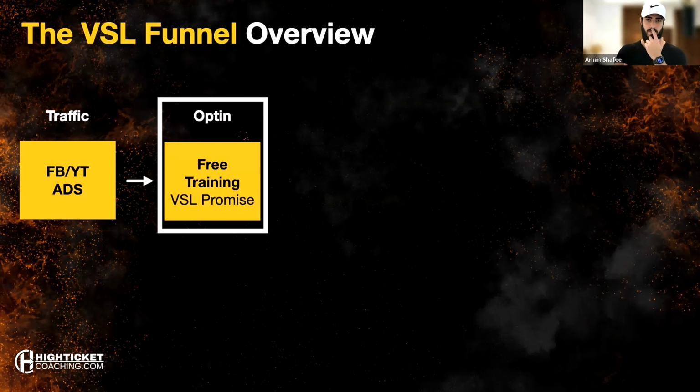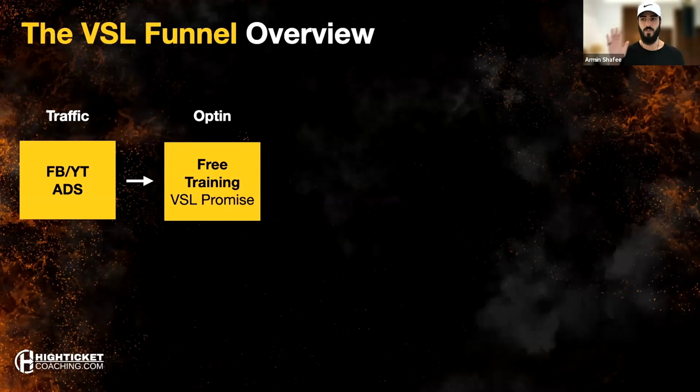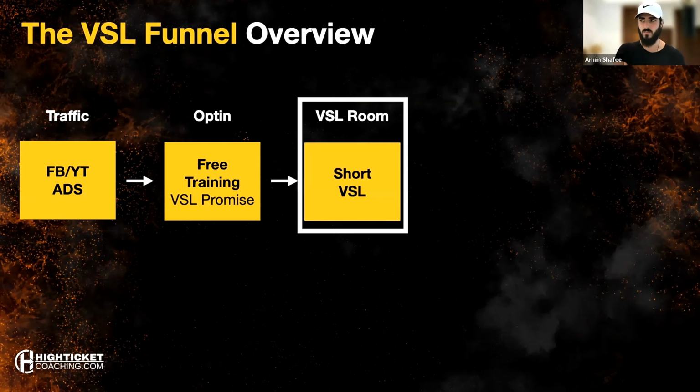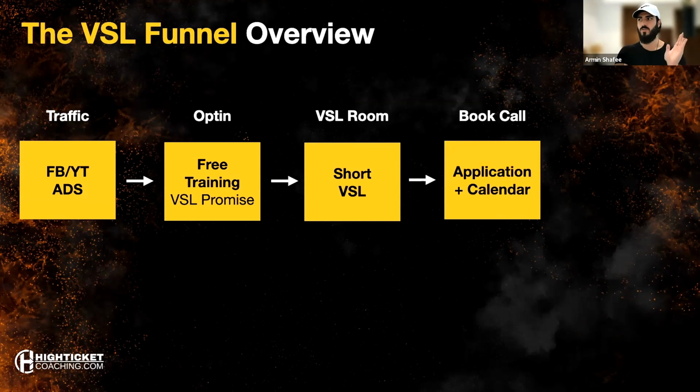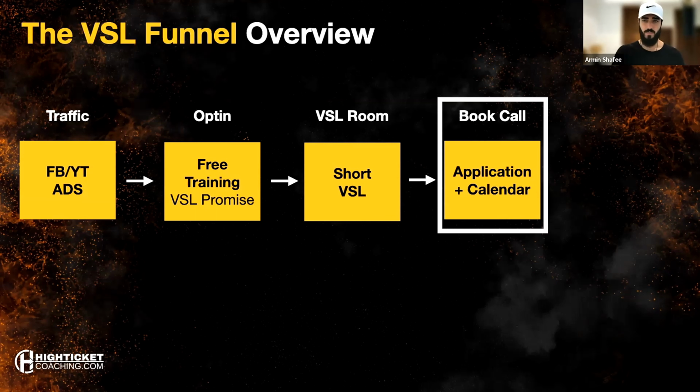So you send them to an opt-in page where there's a free training, but they have to opt in to watch it. Okay, so it's like a promise. On this page, it's a VSL promise. It's pretty much a training on how to achieve X or something that's valuable for them to want to opt in to watch. Then you send them to a VSL room where they watch a short VSL. Mine's exactly 5 minutes, the one I run right now, but it could be up to 15 minutes. The shorter, the better, as long as you get the point across. From there, you send them to a book call page. They apply and pick a time in the calendar.